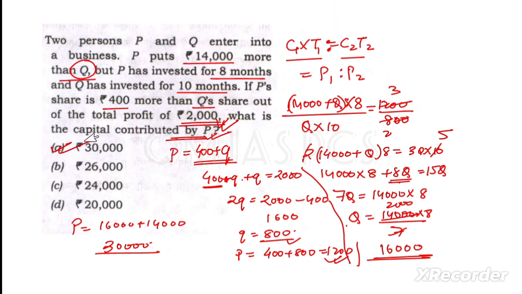So what we have done here, we have just approached from the backward direction, because here it is easy to find the profits of P and Q individually. Because it is given like this, we can solve it as a statement. Then we just used this formula: contribution multiplied by time is in the same ratio as profit. Was it easy or difficult? You got how I approached this question? I hope you have understood. Okay, let's move to the next one.